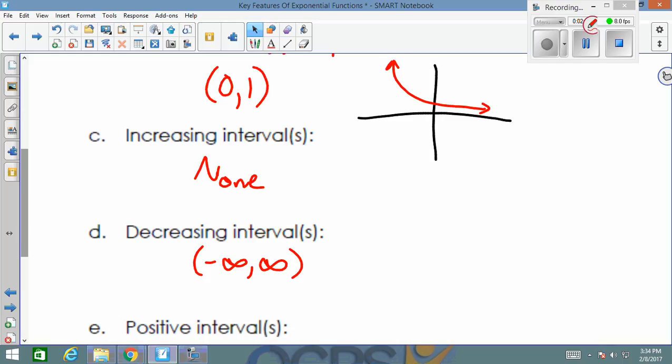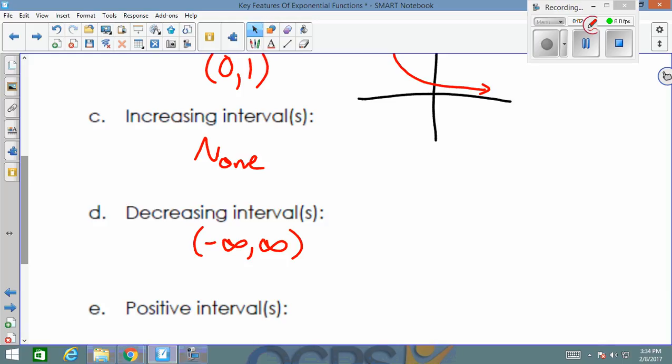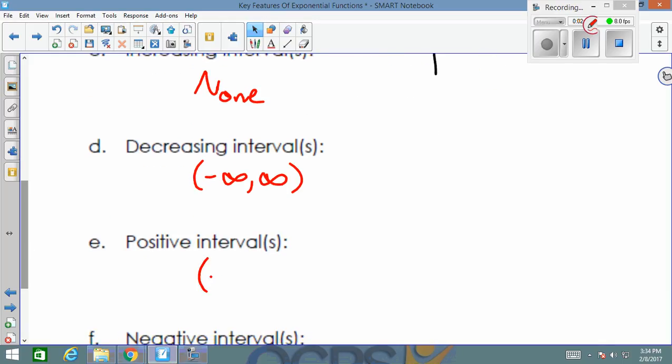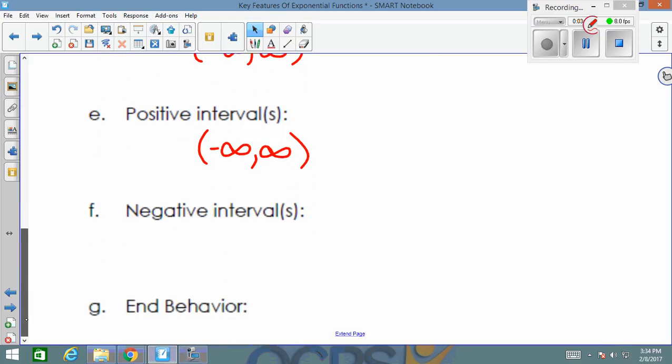Positive intervals. When are the y's positive? Well, the y's are always going to be positive in this case. So that's from negative infinity to infinity. Remember when you're talking about intervals, although you're looking at the y values, you're actually talking about the x values when you're writing it. Since the y's never appear in the negative because of our asymptote of y equals 0, it's never going to cross that point. We don't have any negative interval here.